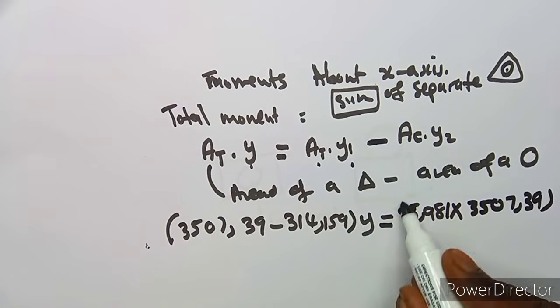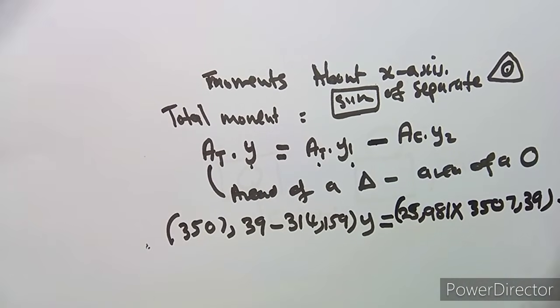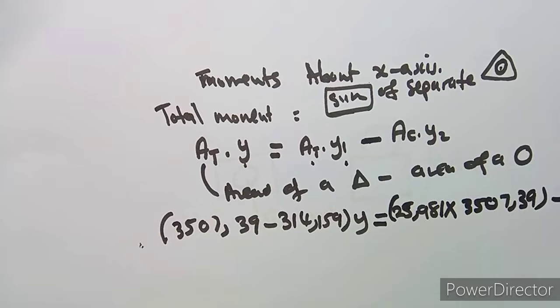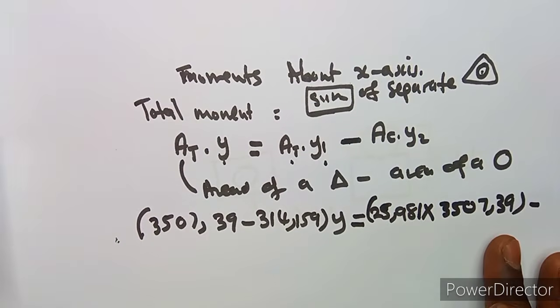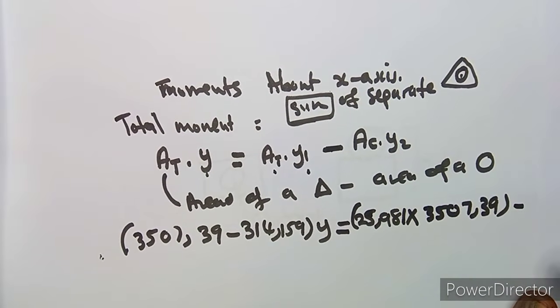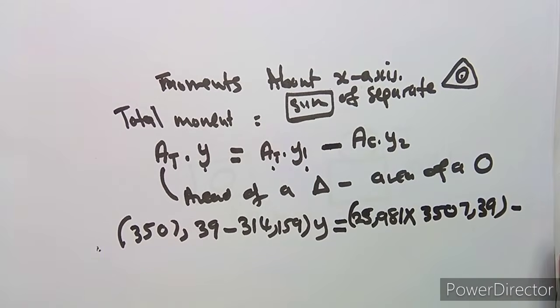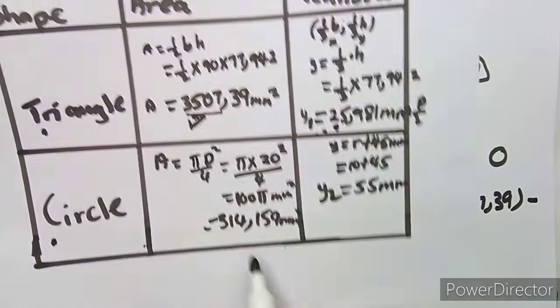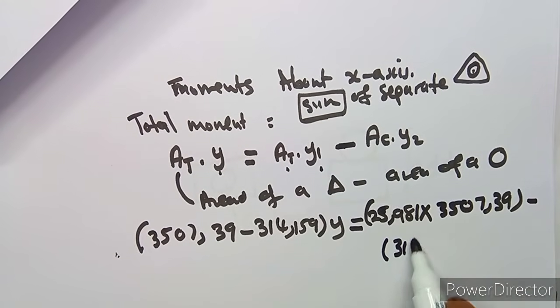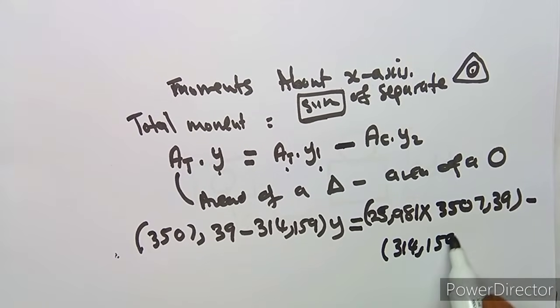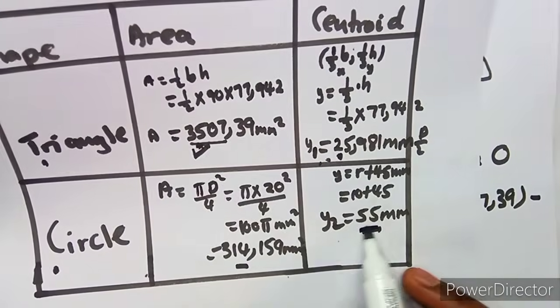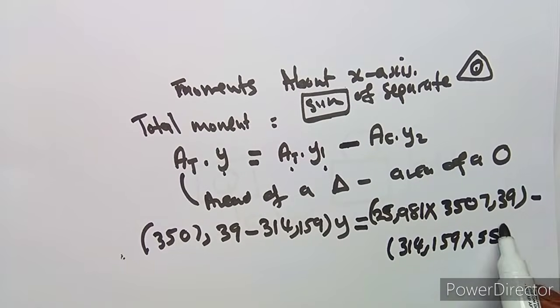3507,39. So that's our area moment there, minus the one of a circle, the one that you want to remove, because we said we are going to remove a circle in this case. So let's remove a circle, which is the circle area times the distance, which is the area of 314,159 times the distance of 55 millimeters, like that.